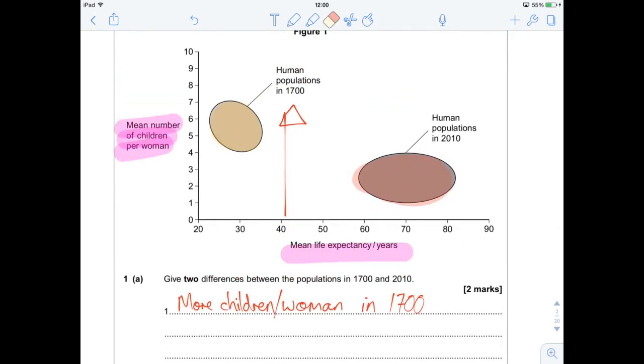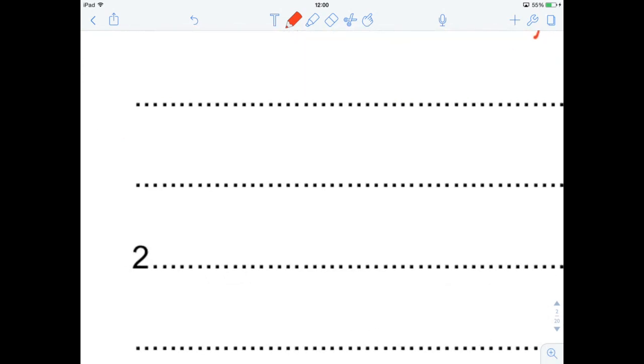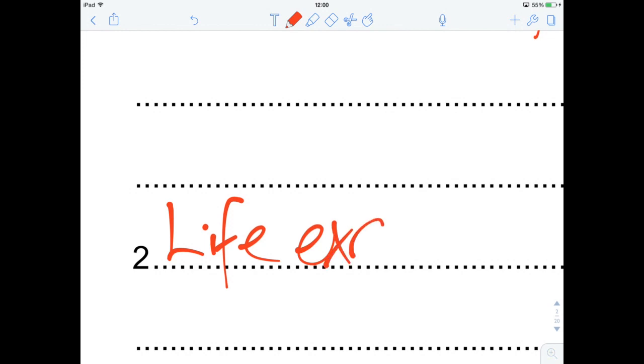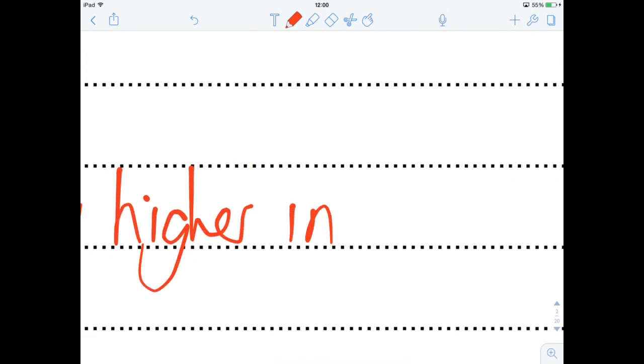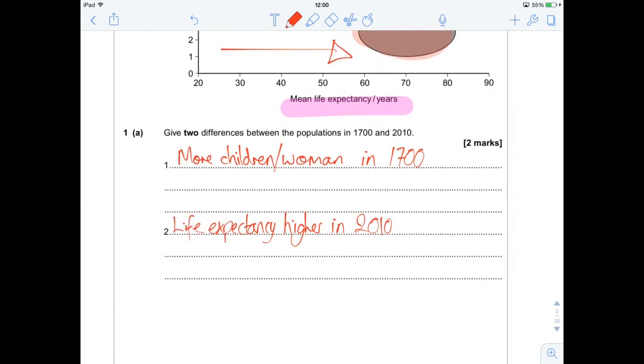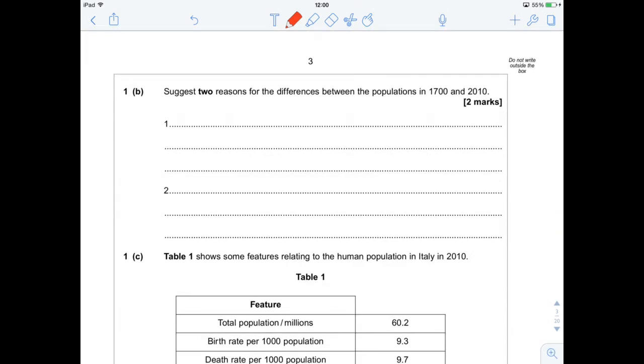Second thing we can look at is by looking along the x-axis here, this way, and we can see that the mean life expectancy was higher in 2010. So life expectancy higher in 2010. That kind of makes sense. So life expectancy higher in 2010 compared to 1700. Nice and straightforward, 2 marks to start the paper, I think. Let's have a little look at the second question.